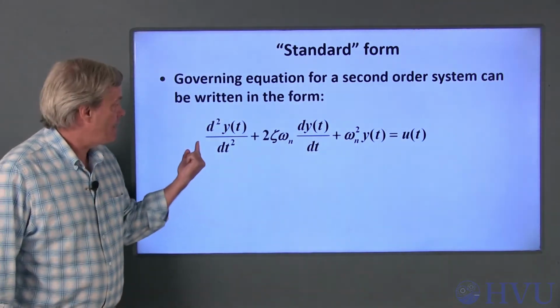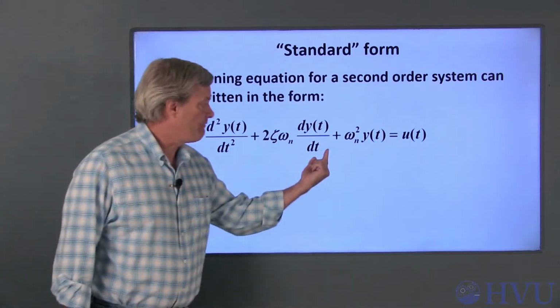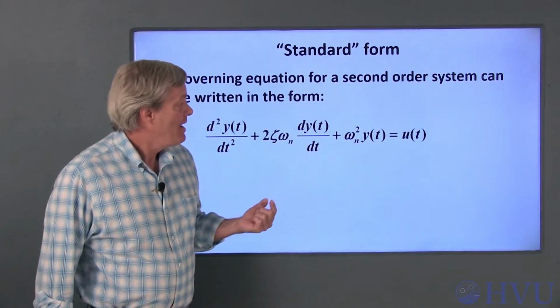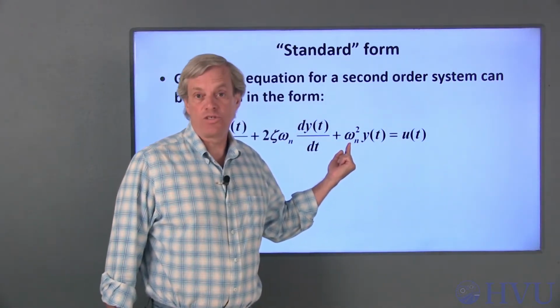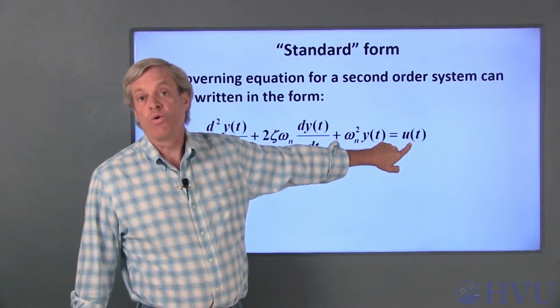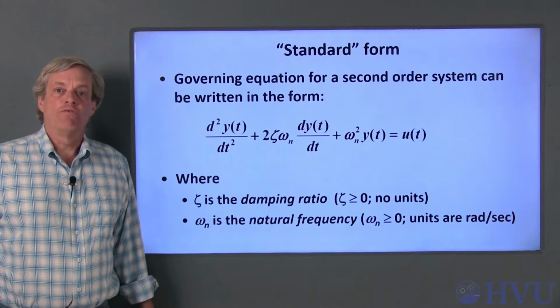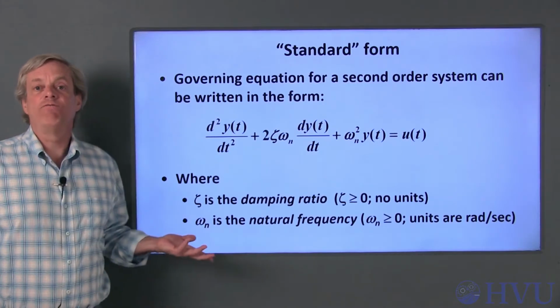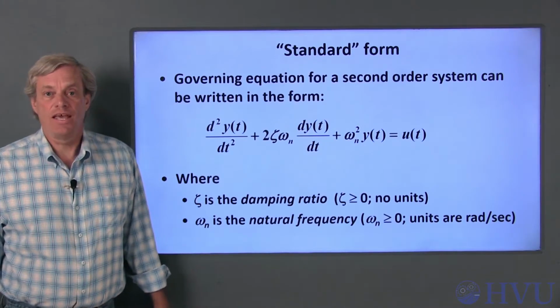The multiplicative factor on the second derivative is 1. The coefficient multiplying the first derivative is 2 times zeta times omega sub n, and the coefficient multiplying the 0th order derivative is omega sub n squared. The forcing function, or input, is u of t. The reason for writing these coefficients in this form is that the variables zeta and omega n have physical significance. They allow us to directly infer the system behavior.